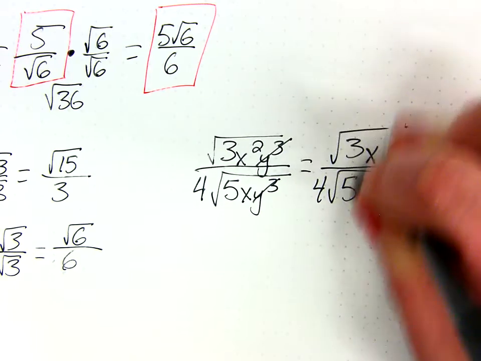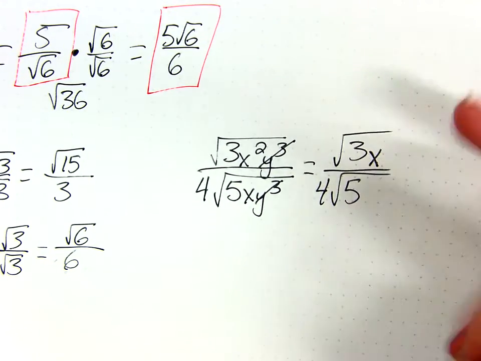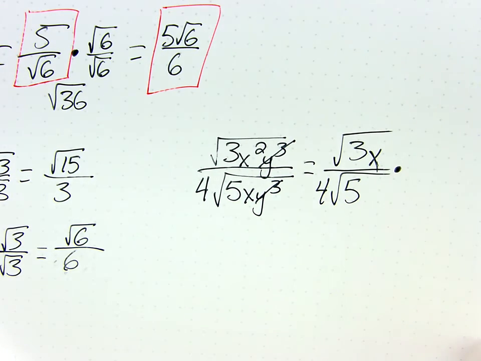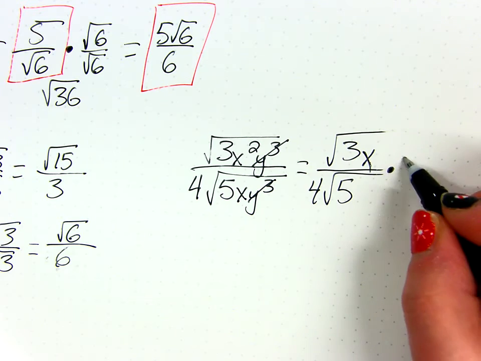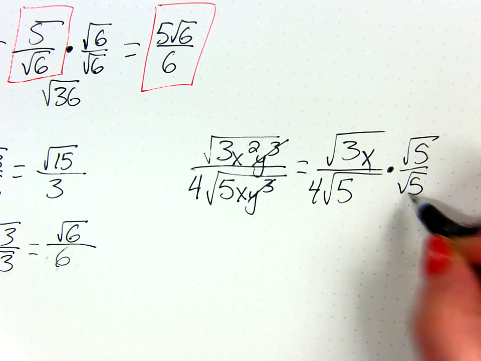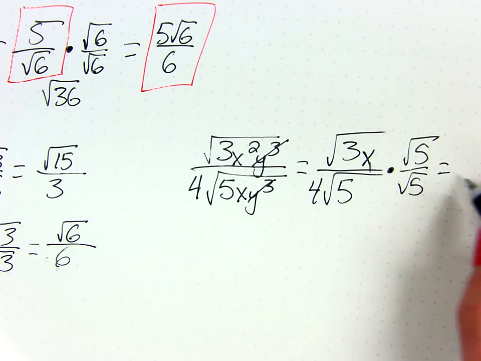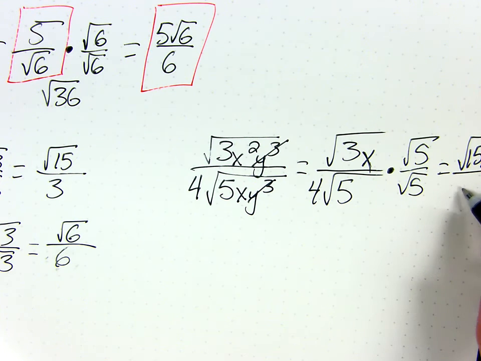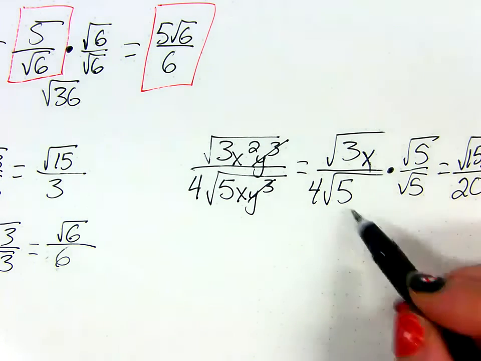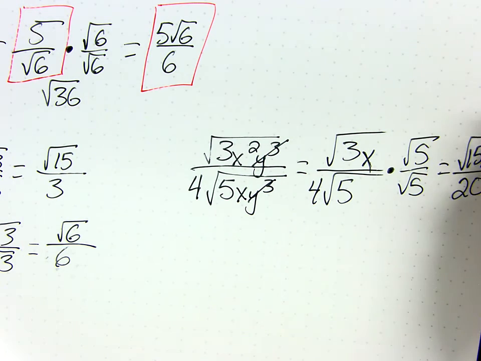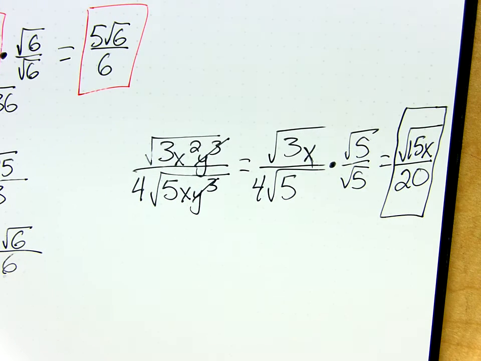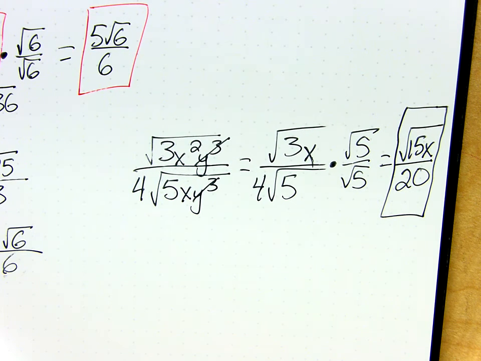So I'm not done because I still have a square root in my denominator. But all I have to do to get rid of it is to multiply by square root of 5 over square root of 5. And I will be done. And what's that denominator going to be? 20. Yes. Because that gets me 5 times 4. So here's my final answer. Right. And I can't reduce that any further because the 15's in the house and the 20's not.